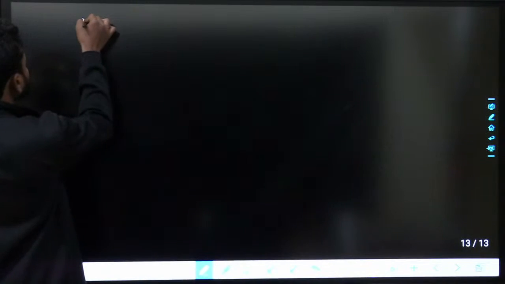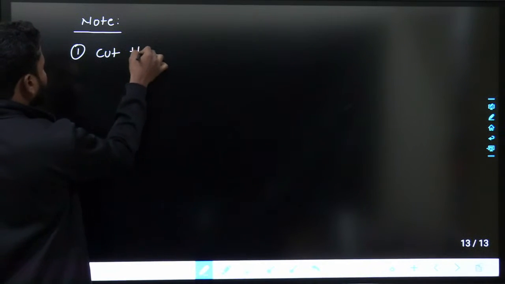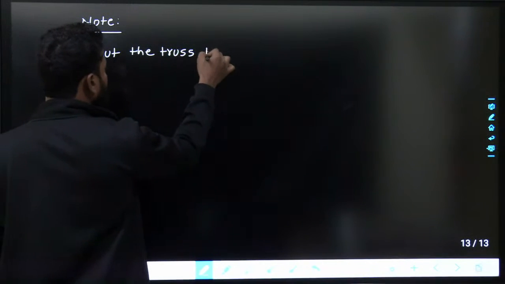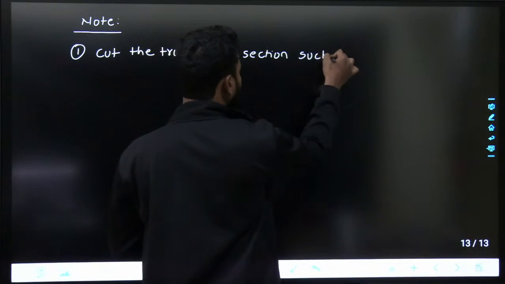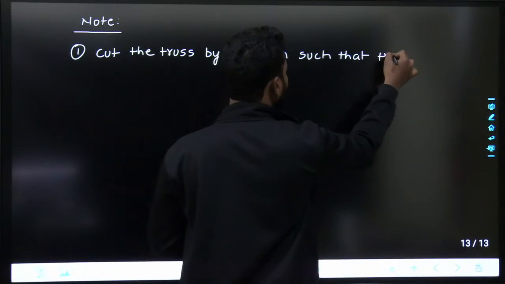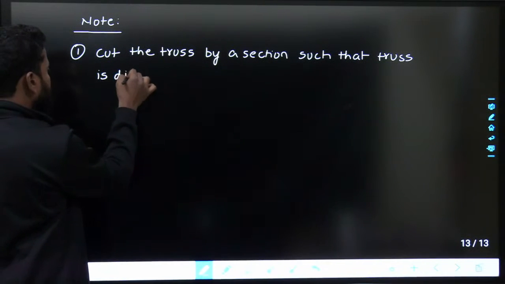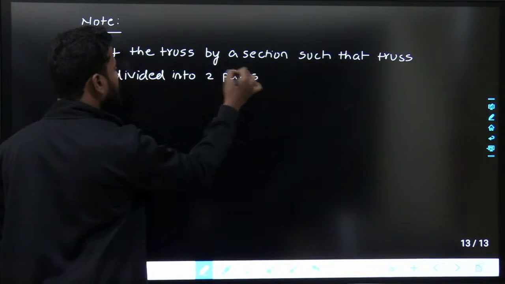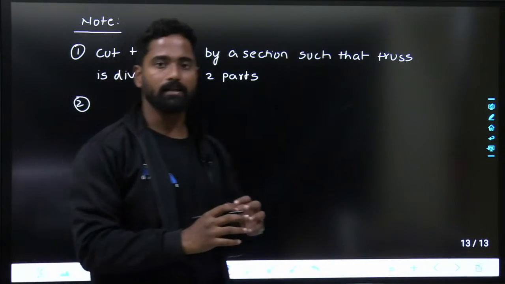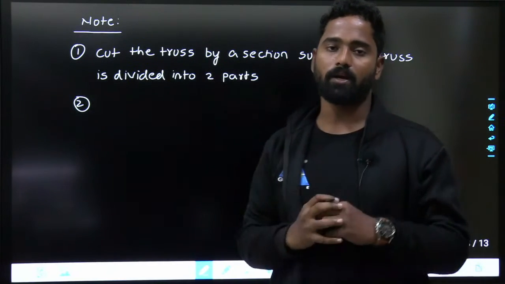Your note points would be: cut the truss by a section such that truss is divided into two parts. The first one is cut the section such that truss is divided into two parts.